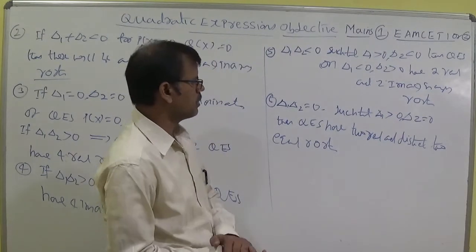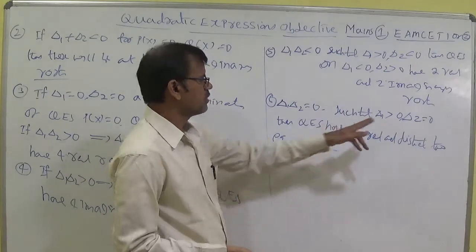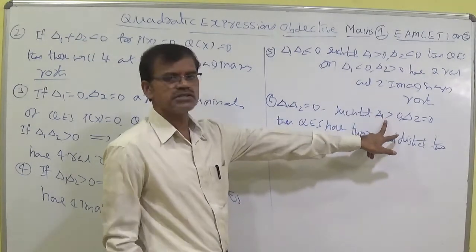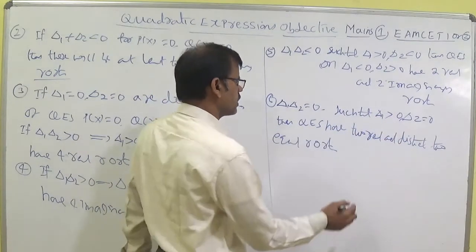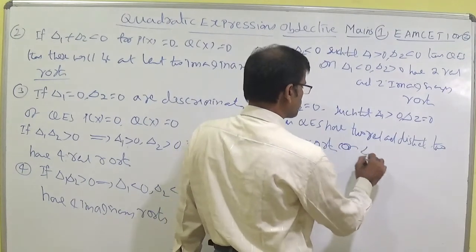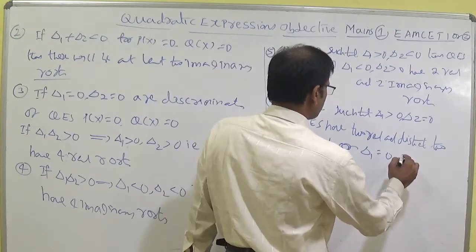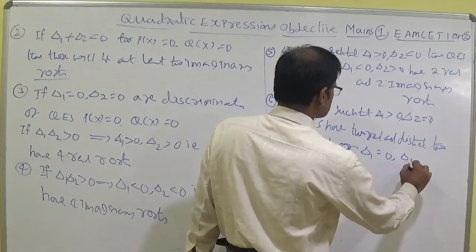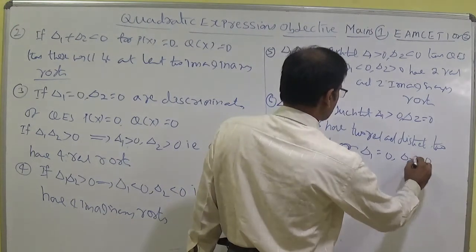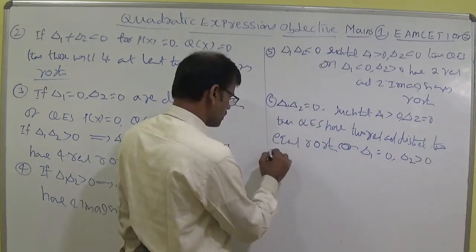In the similar way, you can say delta 1 is equal to 0 and delta 2 greater than 0. Or you can write simply, for this case, delta 1 is equal to 0, delta 2 greater than 0. This one also you can write.